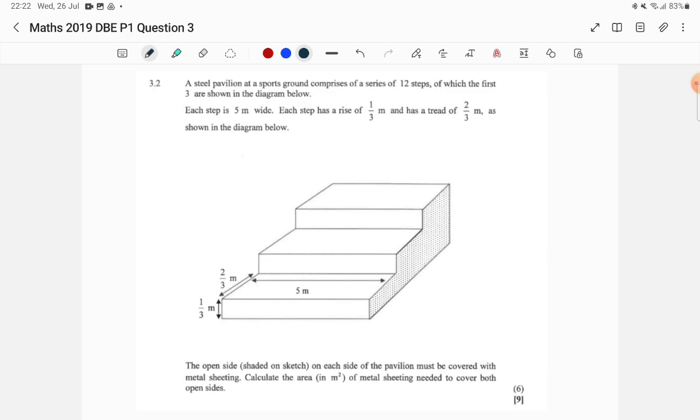Ideally what we need to understand here is that each step has a rise, so they're specifically telling you it has a rise. If step 1 is 1 over 3 meters, then thereafter each time it will add 1 over 3. So step 2, the rise will be 2 over 3 meters. Each time it just keeps getting bigger and bigger, and that would be 3 over 3 meters. And that's basically the pattern.